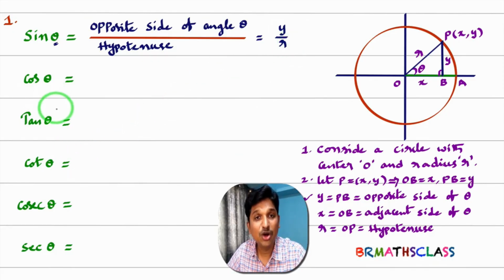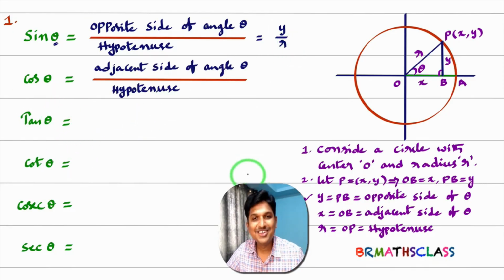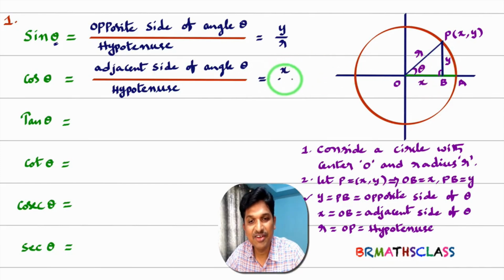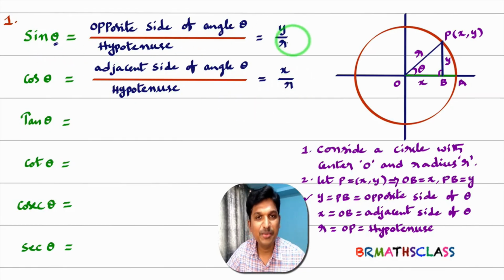Okay. Now, how is cos theta defined? Cos theta is defined as adjacent side divided by hypotenuse. What is the adjacent side here? Adjacent side is OB, that is x, divided by hypotenuse, which is r. Sin theta is defined as y by r, cos theta is defined as x by r.